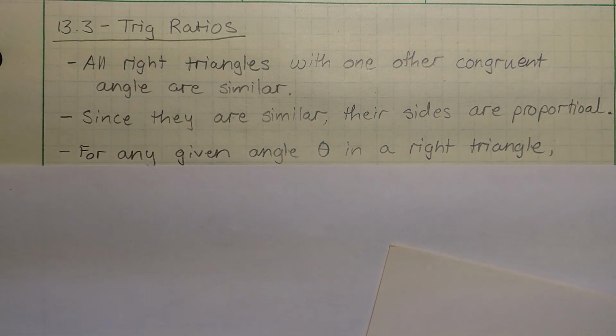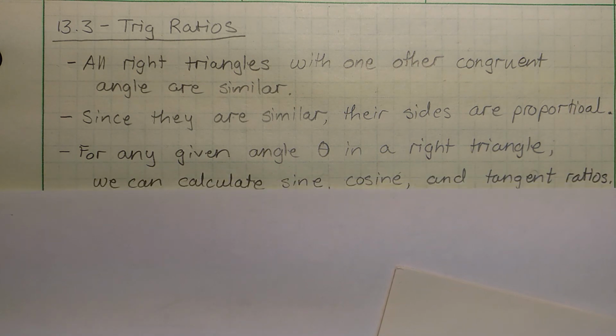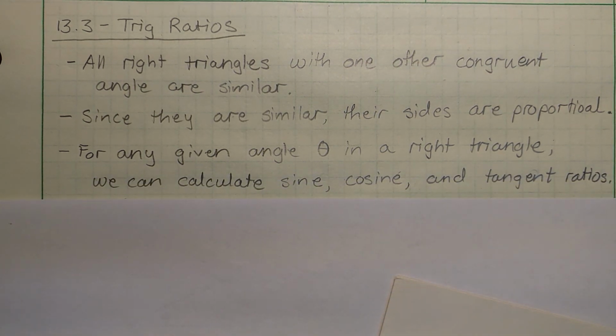All right, because of that, for any given angle theta in a right triangle, we can calculate what are called sine, cosine, and tangent ratios. These are different ratios that are comparisons. Remember, a ratio is putting two things in comparison in a fraction form. We can compare them in fraction form like this for these different sides of the right triangle.